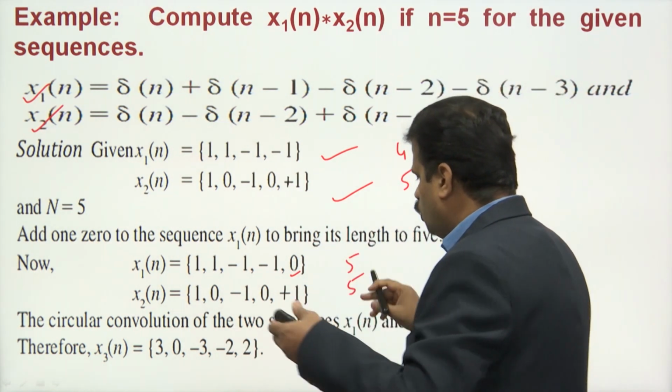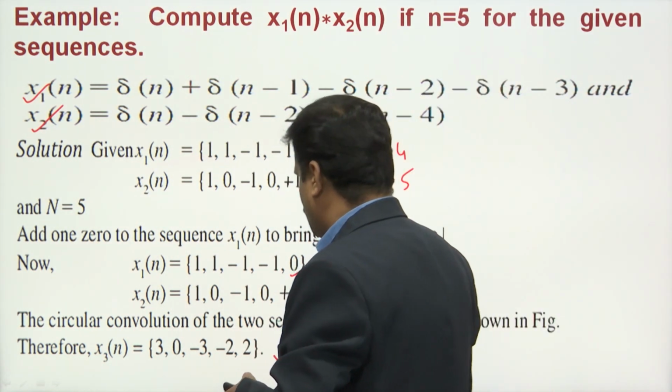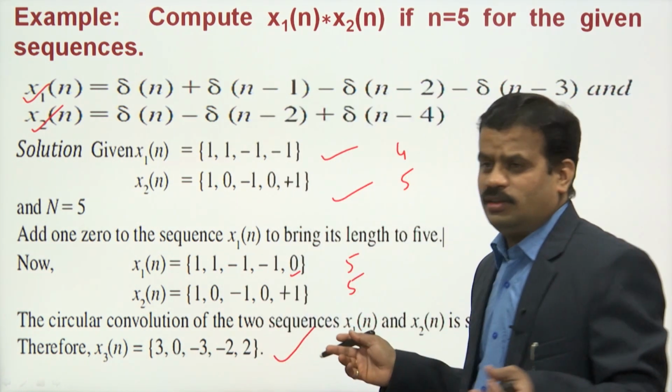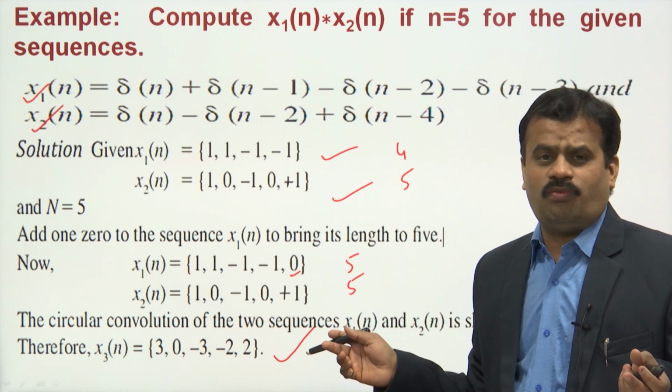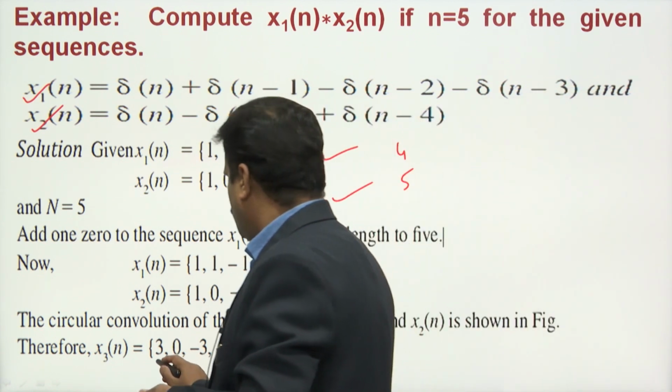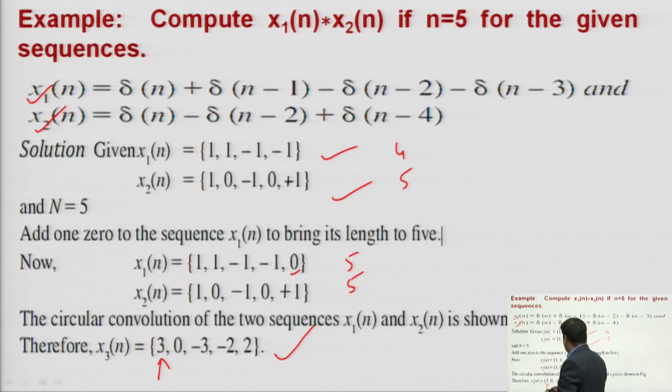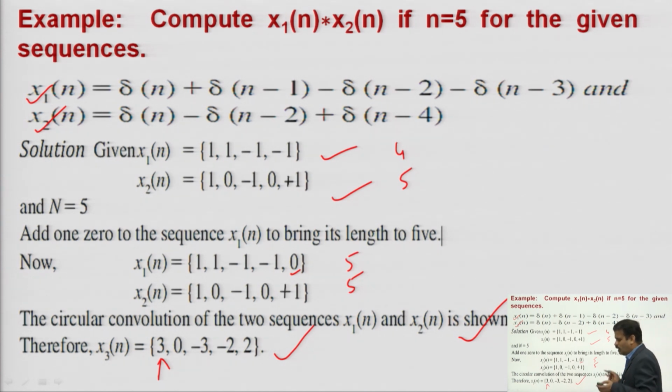If you convolve, you will get this answer, which is also of fixed length 5. At 0 you will get 3, at 1 it is 0, at 2 it is minus 3, at 3 it is minus 2, and at 4 it is 2. In this way you can calculate it, and it is shown in the figure in my next PPTs also. You can see here.